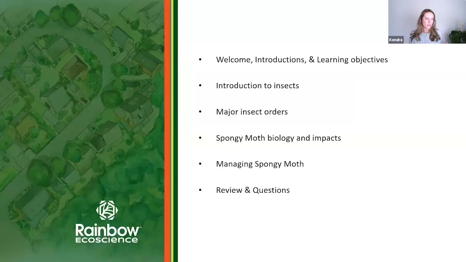So this is a little bit of a roadmap for today's talk. Welcome and introductions and learning objectives. We're going to take a step back and cover a very basic level introduction to insects. We're going to talk about major insect orders, really basic level stuff, because I think it's important that we bring it back to basics, especially when we're talking about some of these invasive pests. Then we're going to dive into spongy moth's biology and impacts, ways that we can manage spongy moth, and then hopefully have some time to review and answer some questions at the end.